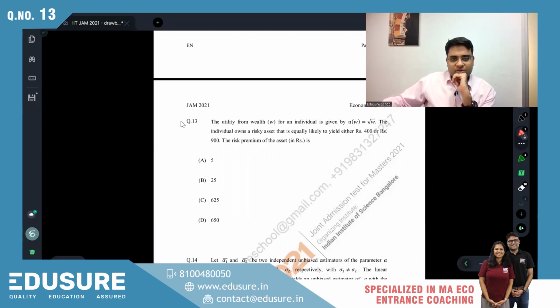IIT JAM 2021 question number 13. The utility from wealth, this is the utility function. The individual owns a risky asset that is equally likely to yield either 400 or 900 rupees. So the expected value of this risky asset for the individual is as follows. Equally likely to get 400 or equally likely to get 900. So that gives me 1300 divided by 2, 650. This is my expected value.